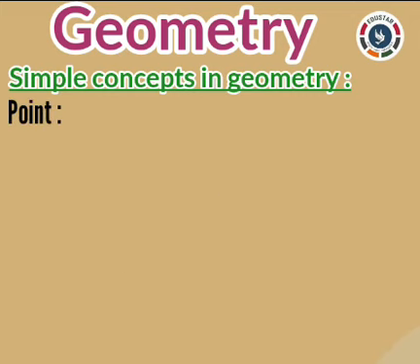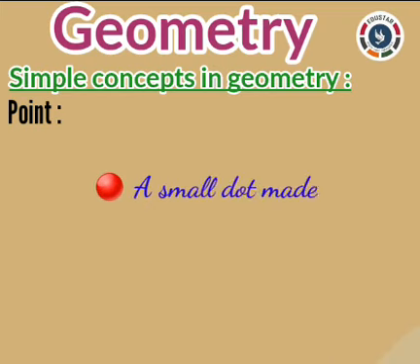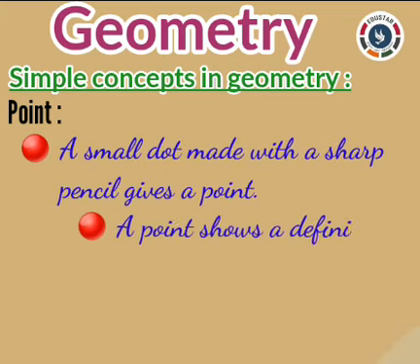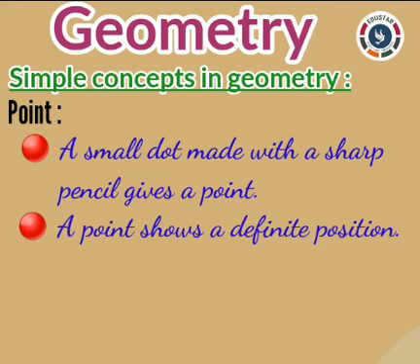First, point. A small dot made with a sharp pencil gives you a point. We use a capital letter to name a point. Now see this. This is a point. I named this as P. This point shows a definite position. It has no length, breadth or thickness.